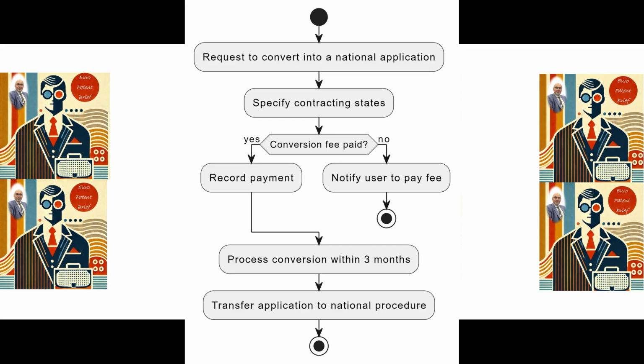If the request for conversion is filed with the EPO, it must specify the contracting states where national procedures are desired and be accompanied by a conversion fee.